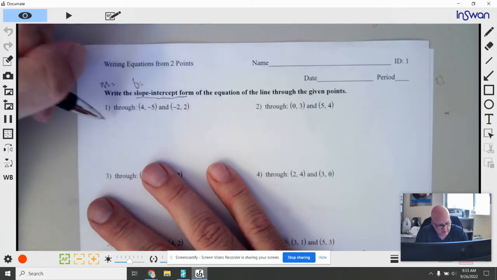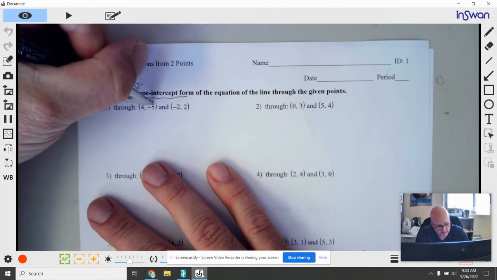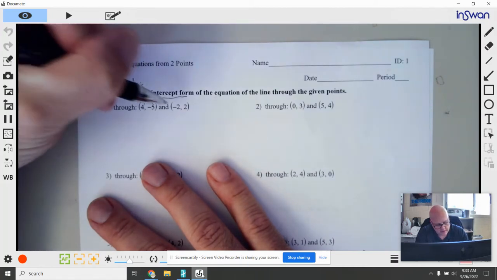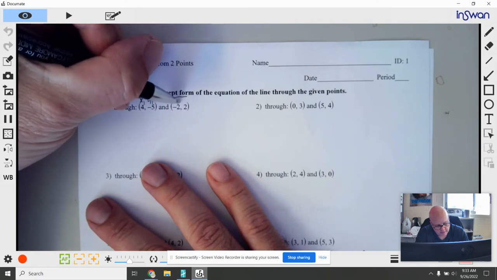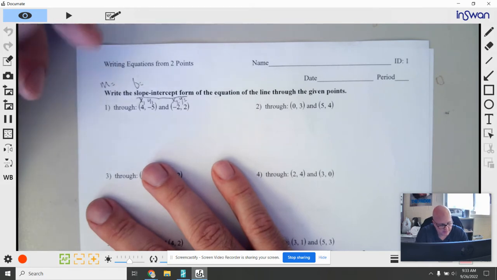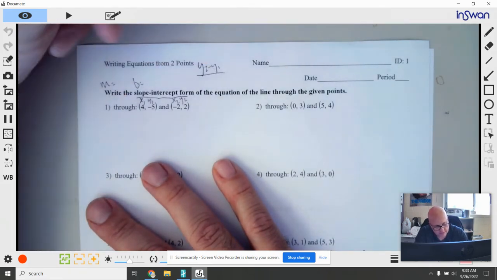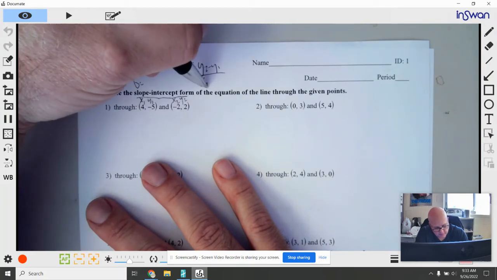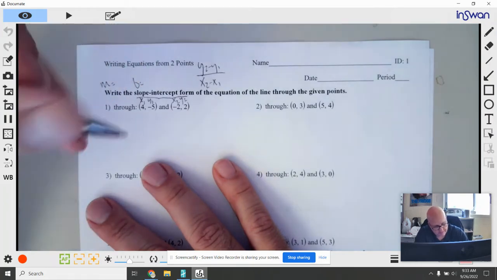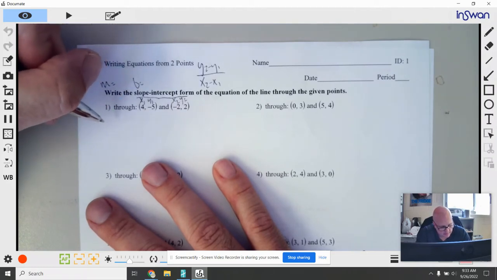Okay, so today what we're going to do, start off, and we're going to take what we learned before using the slope formula, where we go ahead and label our points x sub 1, y sub 1, x sub 2, y sub 2. And then, again, we use the slope formula, which is y sub 2 minus y sub 1 over x sub 2 minus x sub 1. Okay, so I'm going to go ahead and do that now.